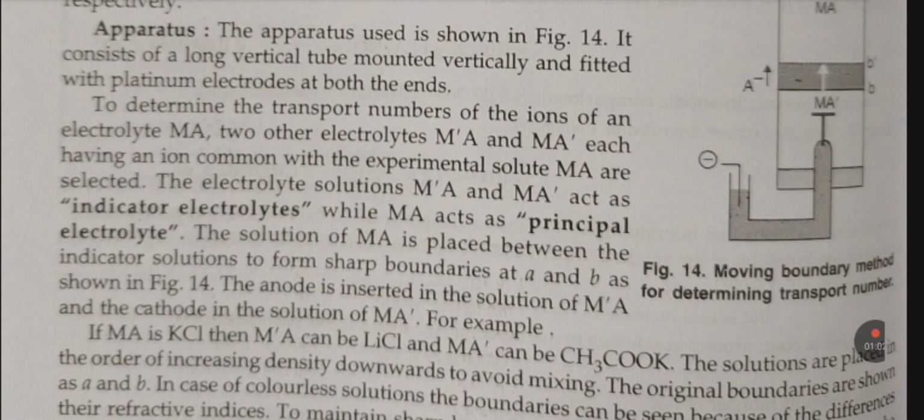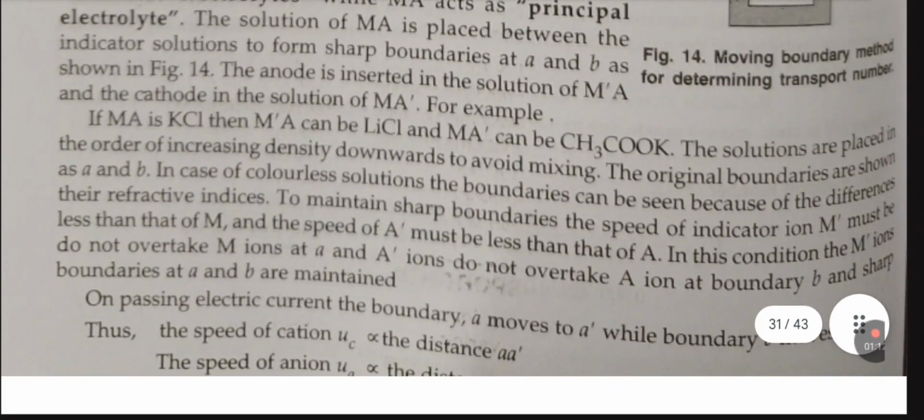The anode is inserted in the solution of M'A and the cathode in the solution of MA'. For example, if MA is KCl, then M'A can be LiCl and MA' can be CH3COOK, and the solutions are placed in the order of increasing density downward to avoid mixing. The original boundaries are shown as A and B. In case of colorless solutions, the boundaries can be seen because of the difference in their refractive index.